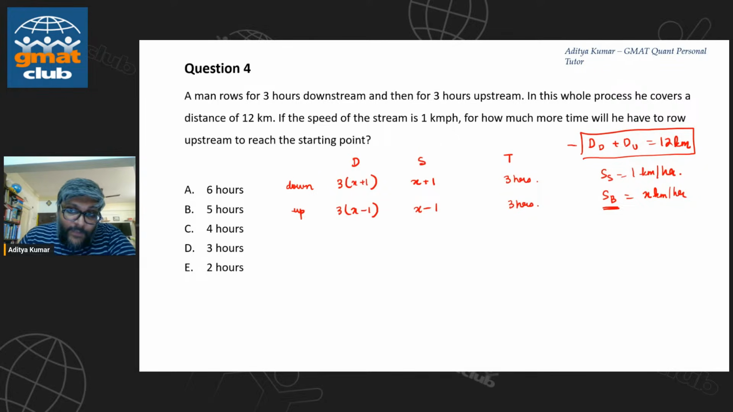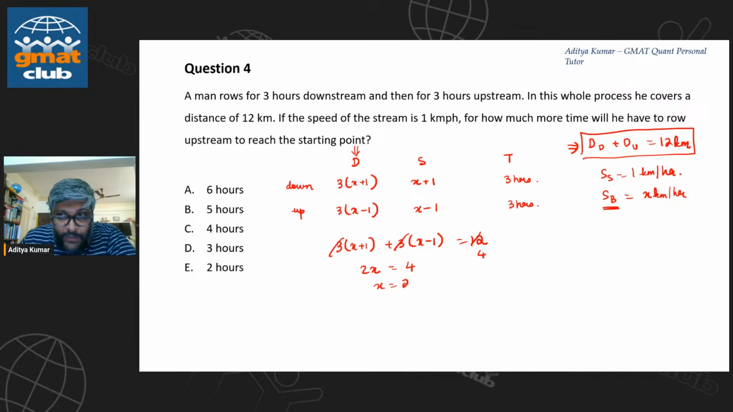I know they've given me this extra information that the total distance downstream plus the total distance upstream should be 12 kilometers. What can I do? I can use the distance column to set up my equations. 3 into x plus 1 plus 3 into x minus 1 is equal to 12. I can knock off the 3's, that's 4. So that's 2x, minus 1 and plus 1 cancels, to give me 4. So x would be 2. So x is 2 kilometers per hour.